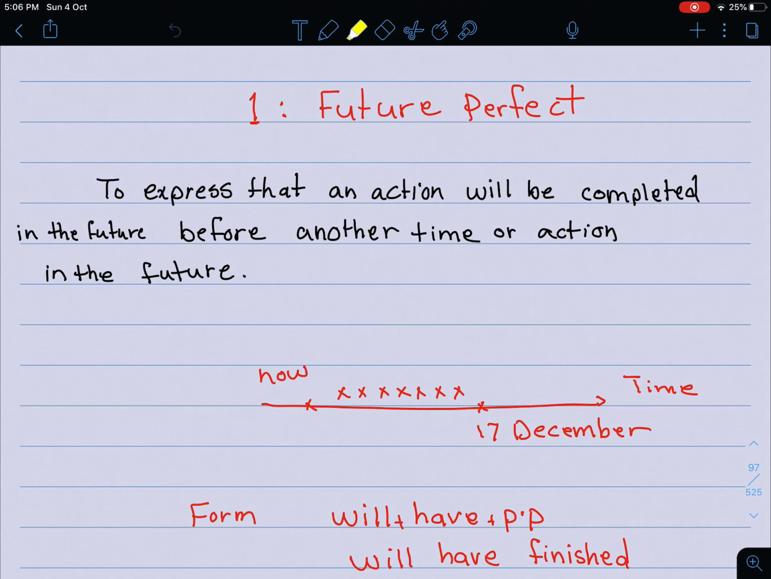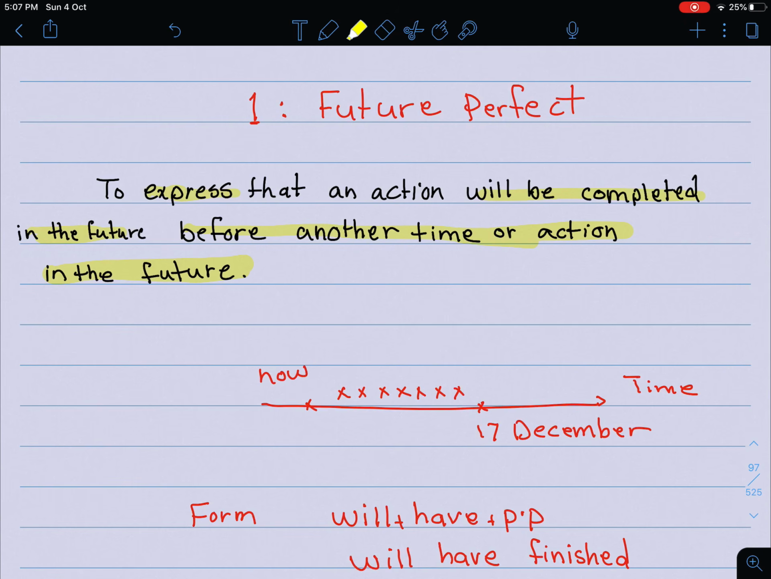We use the future perfect to express that an action will be completed in the future before another time or an action in the future, okay? So لما يكون عندنا حدث بيكتمل في المستقبل، يعني طبعا قبل حدث ثاني أو قبل وقت في المستقبل. Okay, so we have here two events, حدثين. الحدث اللي بيكتمل في المستقبل قبل الوقت معين أو قبل حدث معين في المستقبل أسميه future perfect.